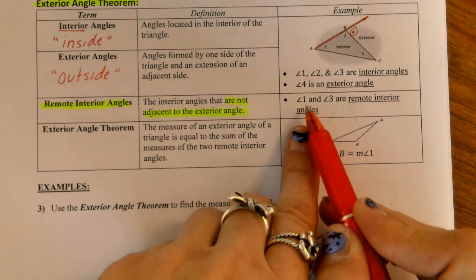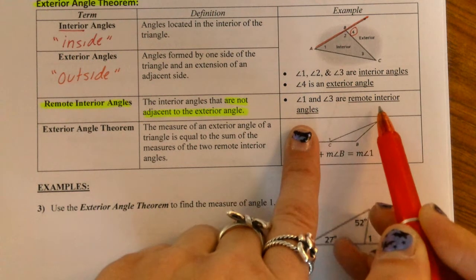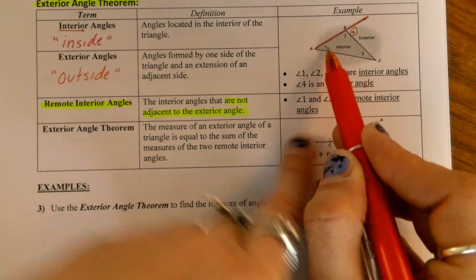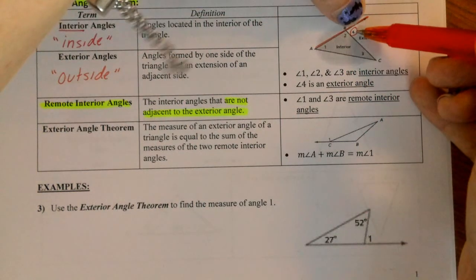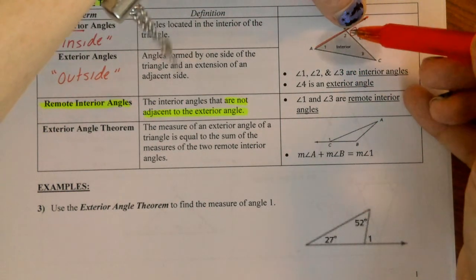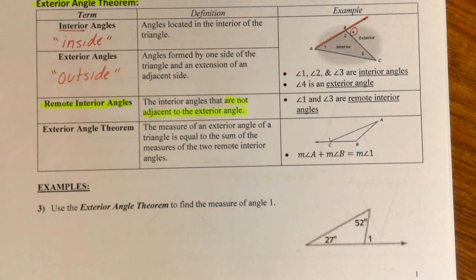So here it says angle 1 and 3 are remote interior angles. Look at angle 1 and 3. Look at where the exterior angle is. You see how angle 1 and angle 3, neither one of them touches angle 4. Remote, think about a remote control. Is it attached to your TV? No. Think about a remote control car.